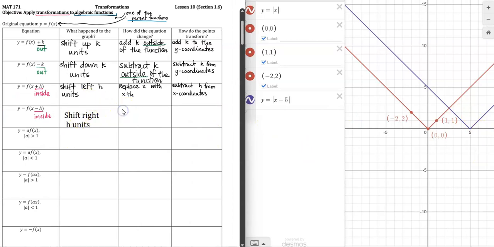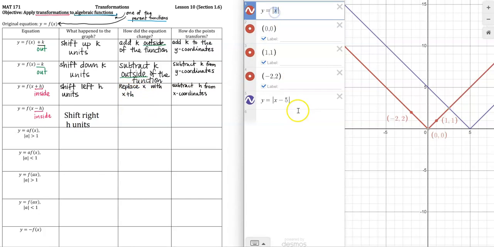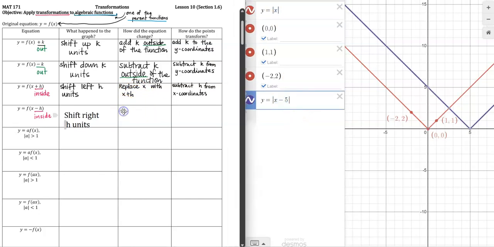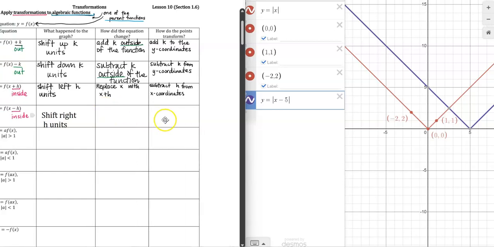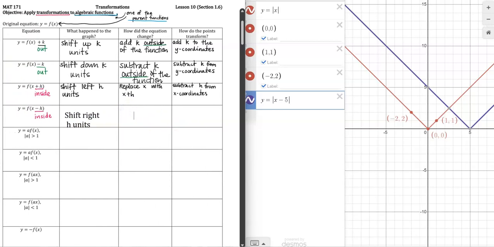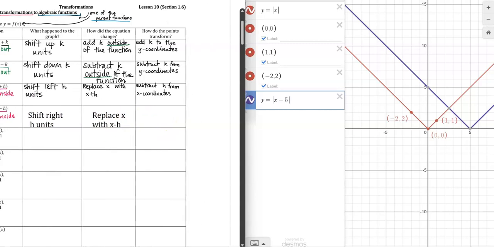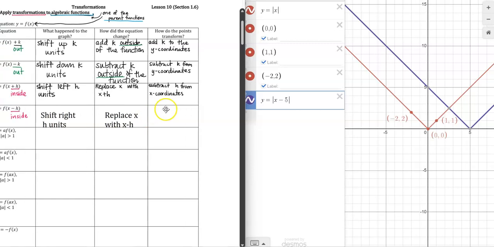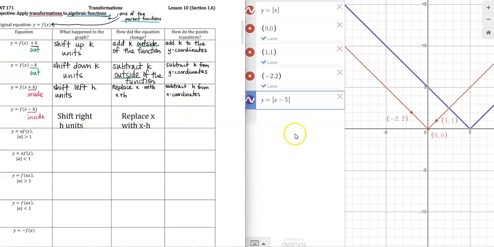Let's talk about how the equation changed. It's going to be almost the exact same thing that we have right above it, except this time we replaced x with x minus h instead of x plus h. So here, how did the equation change? We replaced x with x minus h. And then the last box is asking us how did the points change.